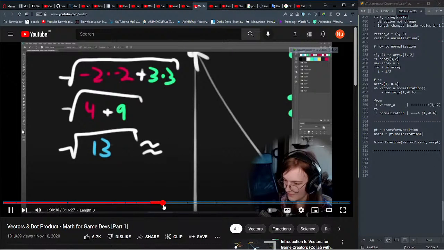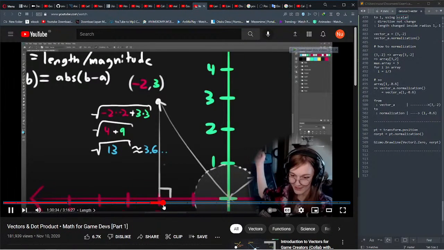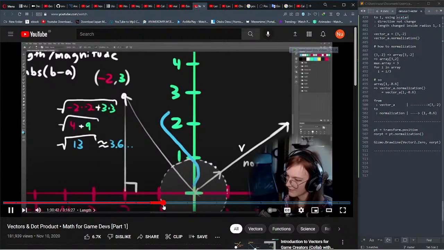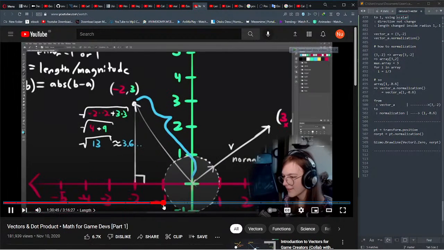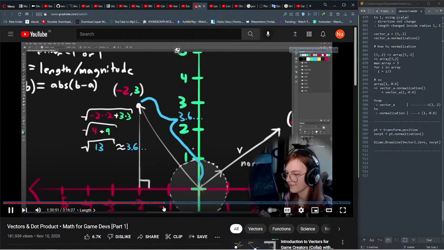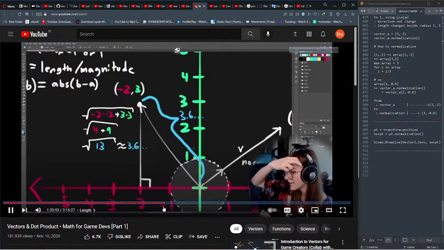Maybe we'll do it in blue. Cool. So that's how you get the length. What this value represents is the full length of this vector, which turns out to be 3.6 something. So now we know the length of it. That's how we do it.